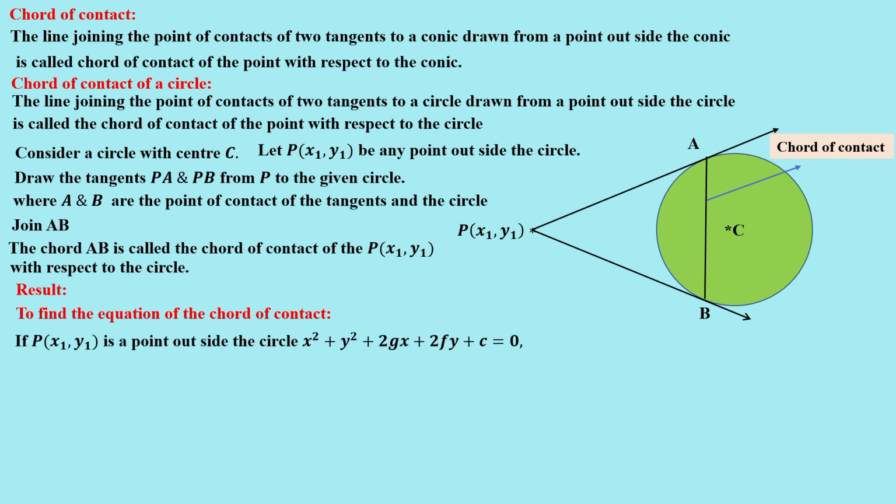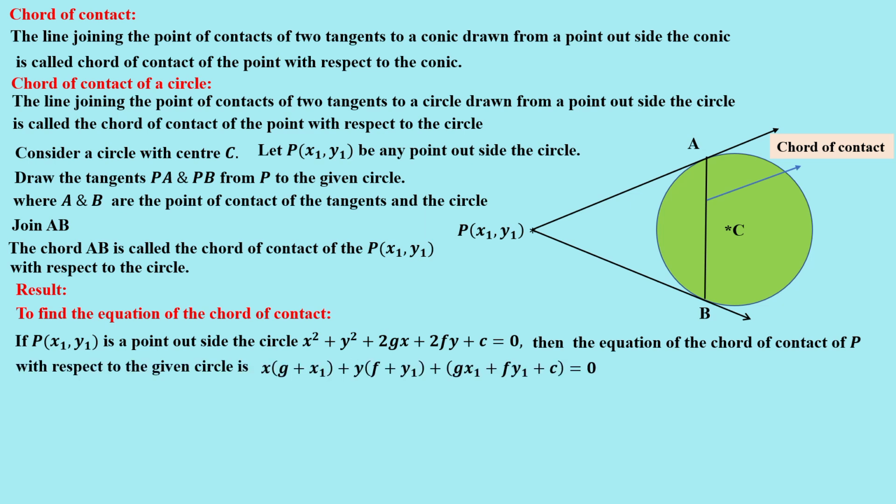So we are going to find how to find the chord of contact of a circle. If P(x1, y1) is the point outside the circle x square plus y square plus 2gx plus 2fy plus c equal to 0, then the equation of the chord of contact of P with respect to the given circle is x into (g plus x1) plus y into (f plus y1) plus gx1 plus fy1 plus c equal to 0. Given circle is the general form of the circle, right? x square plus y square plus 2gx plus 2fy plus c equal to 0. That is equation number 1.